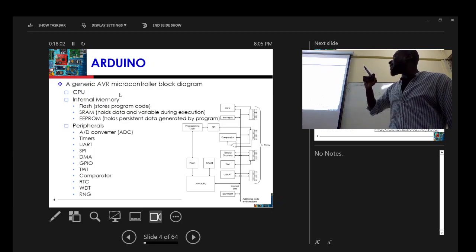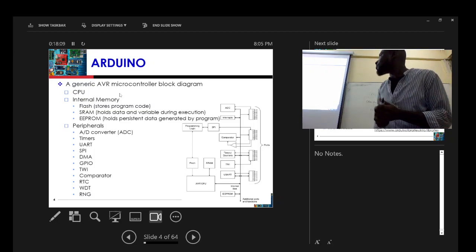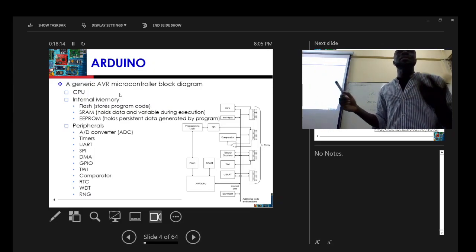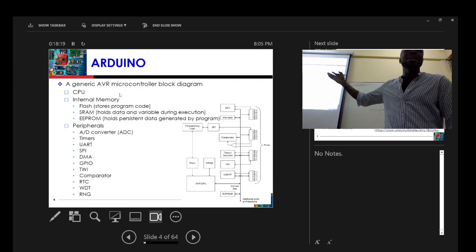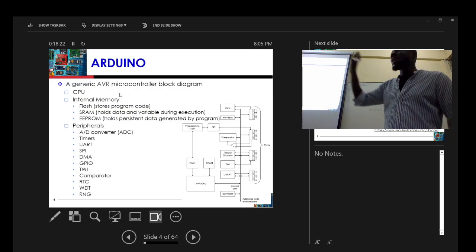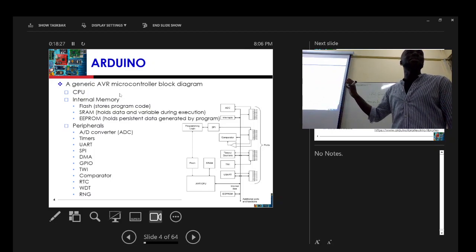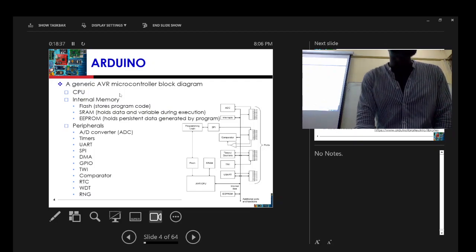Now, when we talk about the internal memory of the microcontroller, we have different types. We have the flash, we have the SRAM, we have the EEPROM. You guys know what each does. There are differences between flash memory, SRAM memory, and EEPROM. You guys know that, right? You know that. So what is a flash? Flash memory.